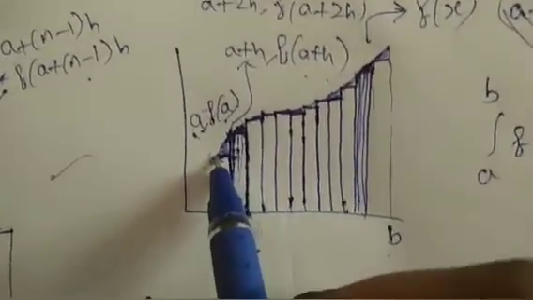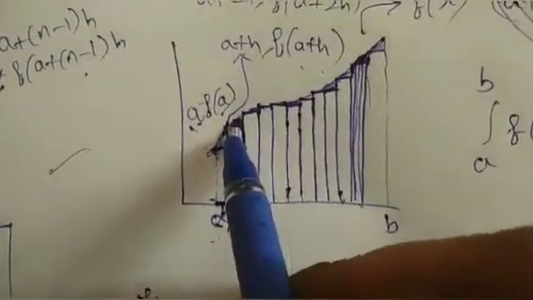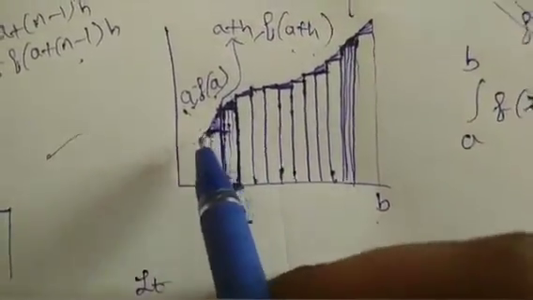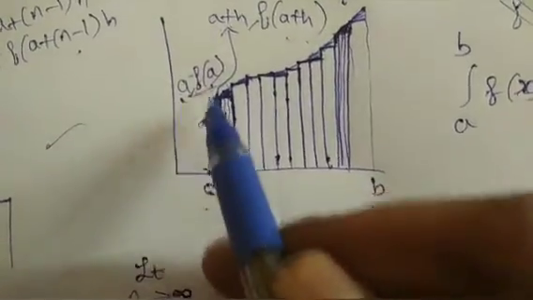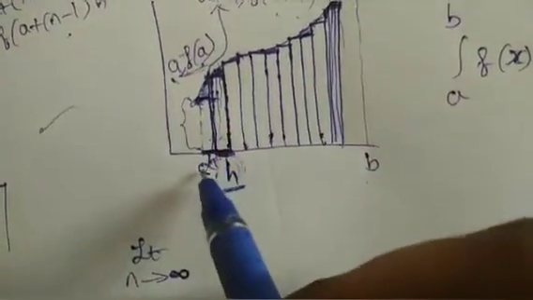A comma f of a, this will be when you know this y coordinate will be f of a. Y equals f of a means this length will be f of a, this width will be h, this small, so the area will be h into f of a, correct.